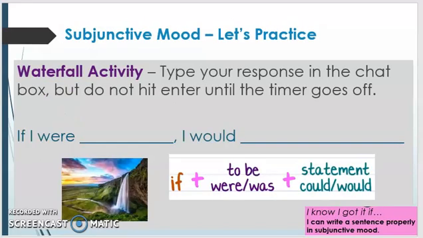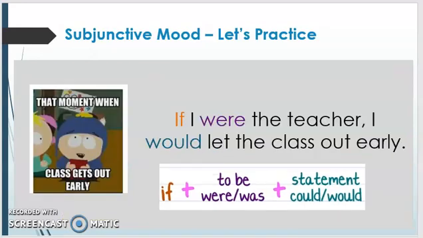We're going to practice one here. So if I were blank, I would blank. You could write your own response on your side of the computer. I'll give you a moment. You can pause this video to write one out. And then once you have it, you can hit play and we'll take a look at an example. Here's one. If I were the teacher, I would let the class out early. So that's another form in the subjunctive mood.